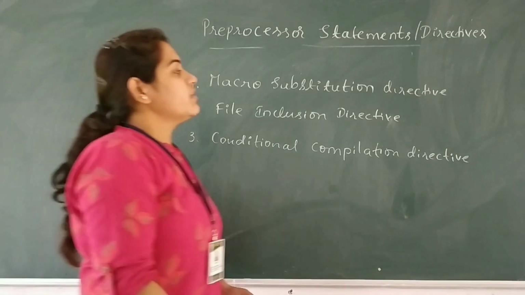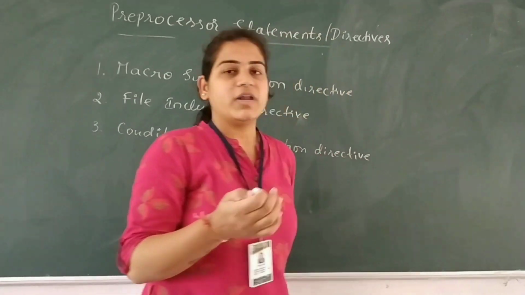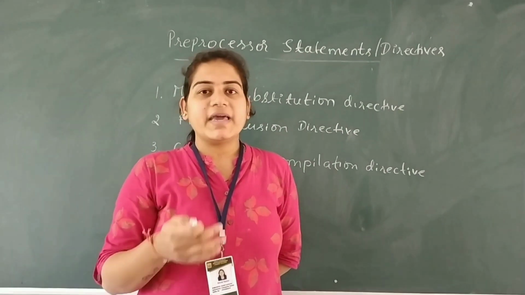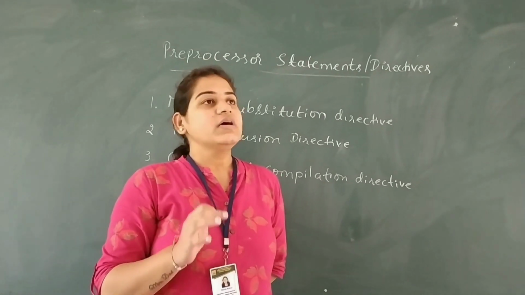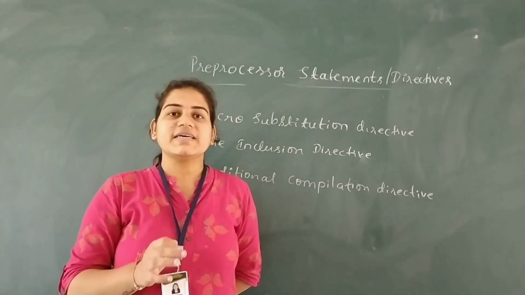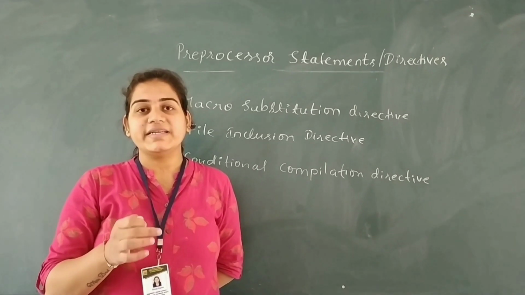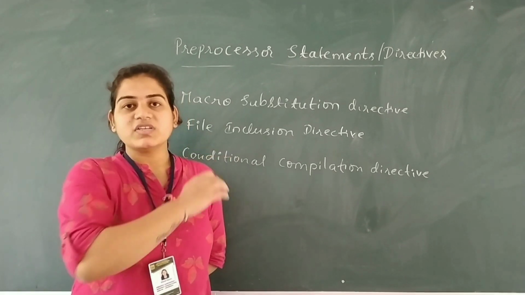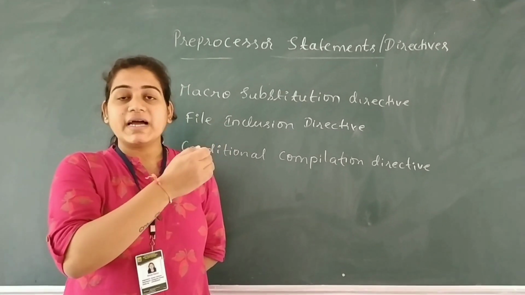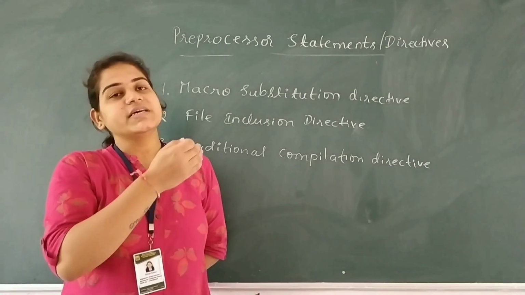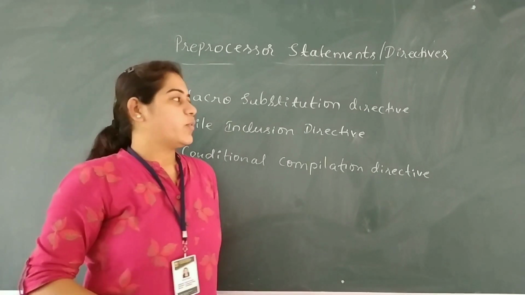For example, if you want to find the area or perimeter of a circle, we use the pi value again and again. So if we assign the value of pi, that is 3.142, in macro substitution, then wherever that identifier pi comes, the value will be replaced by 3.142.